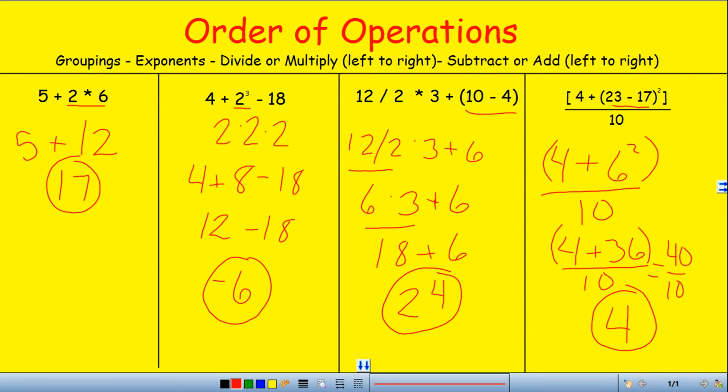Now I just showed you how to perform the order of operations, using groupings, exponents, division or multiplication from left to right, whichever one comes first, and subtraction or addition from left to right, whichever one comes first.